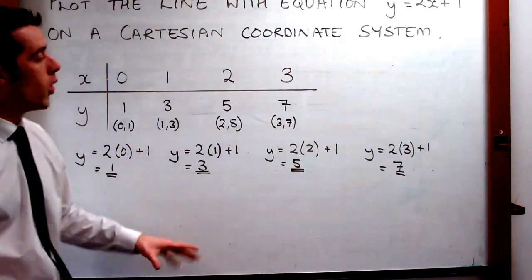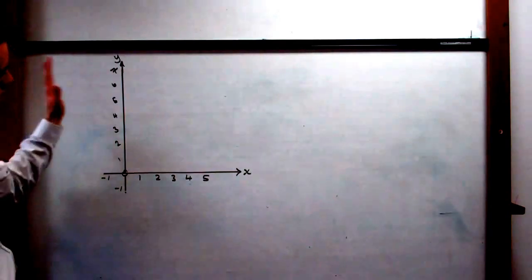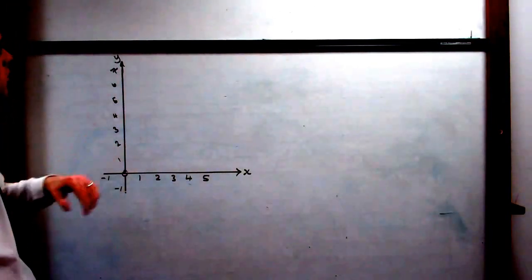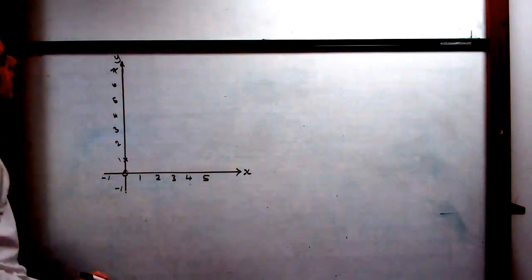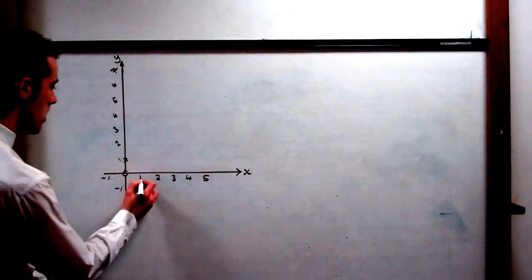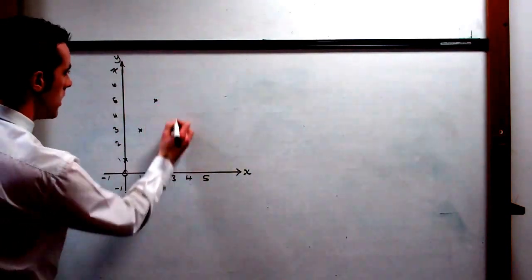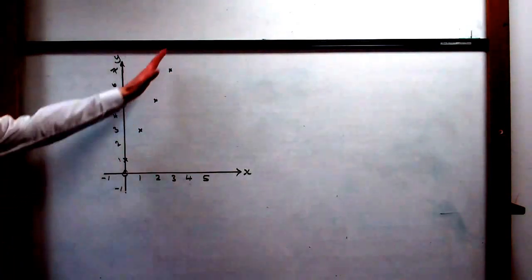Alright, so onto the graph. We've got our Cartesian diagram drawn here. Our first coordinate was 0, 1, so that's going to be here. And then we've got 1, 3, and 2, 5, and 3, 7. Excellent, so they make a straight line, we can see that.